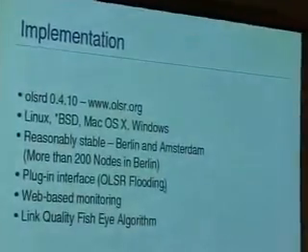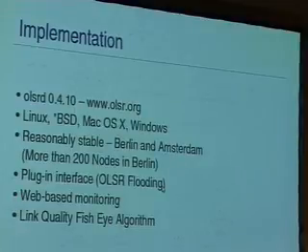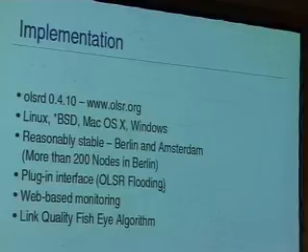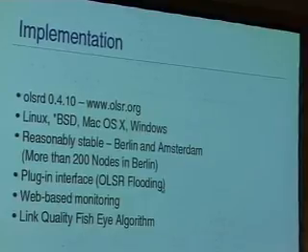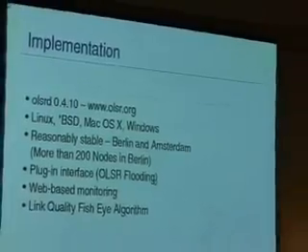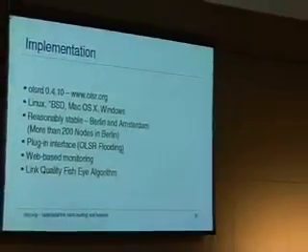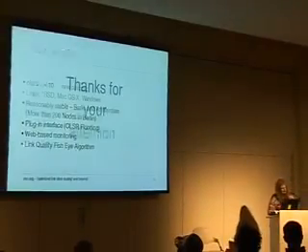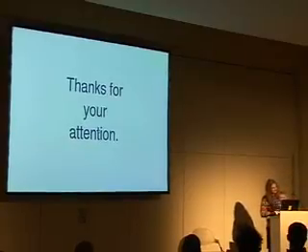If you still use 0.4.9, it's reasonably stable for smaller meshes. If you only stick to ad hoc mode, it works with 100 nodes quite well. If you mix it with multiple interfaces, and if you have infrastructure links, it works up to 200 nodes. There are some new features like a plugin interface. We have a web-based tool for monitoring the state of the mesh. And we have the link quality fisheye algorithm. So I hope I didn't bore you. Thank you for your attention.